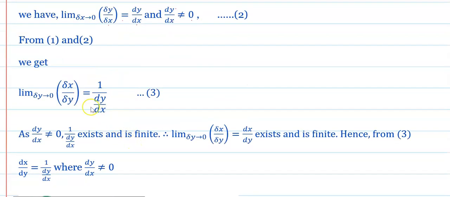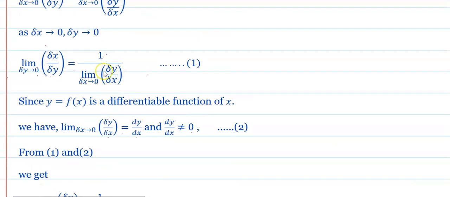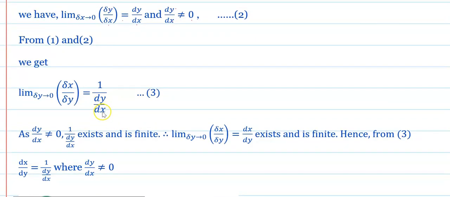Okay, therefore from 1 and 2 we get, मग आधी इथे काय, या लिमिटच्या ऐवजी काय लिहिणार आपण तर dy by dx इथे लिहिणार. Okay, next statement is also very important. As dy by dx is not equal to 0, then we say that 1 upon dy by dx exists, and it is finite, and hence we say that limit delta y tends to 0 delta x upon delta y is equal to dx upon dy also exists.